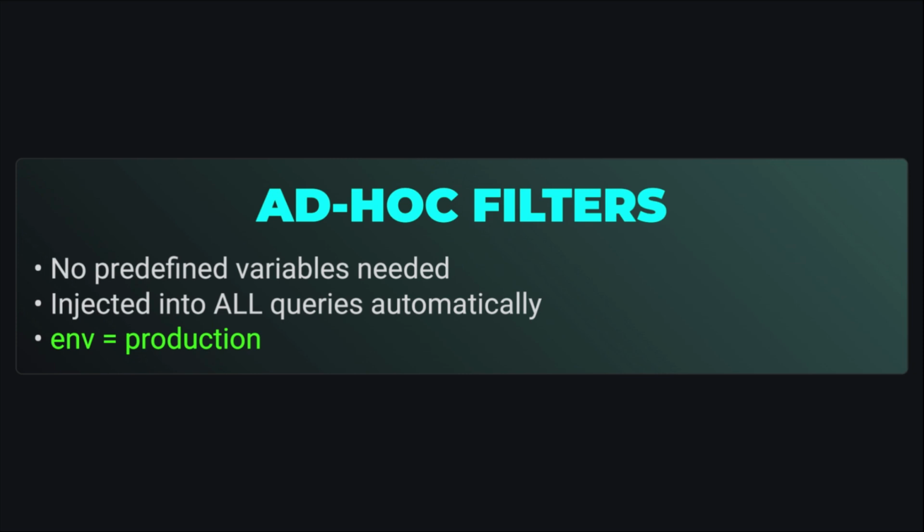When a user selects a filter, for example, environment equals production, Grafana injects this condition directly into every query executed against that data source. This is highly effective for rapid exploratory analysis, allowing system analysts to slice data instantly based on arbitrary metadata without modifying the dashboard structure.